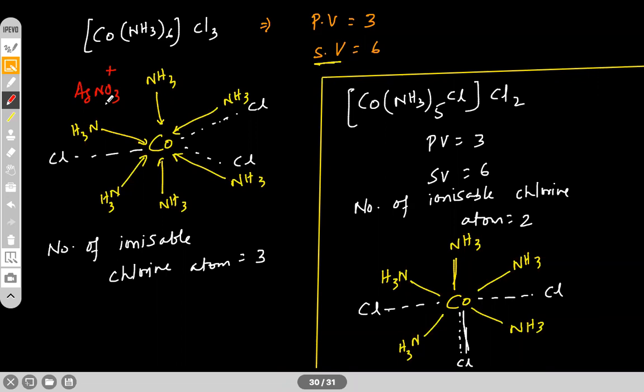After this we have valence bond theory, VBT. Then we have crystal field theory, CFT, and ligand field theory. Molecular orbital theory also we have. So there are many theories after this. But our syllabus is that we have to do only VBT and CFT, that is valence bond theory and crystal field theory. After valence bond theory, you'll be able to understand the structure of the molecule.